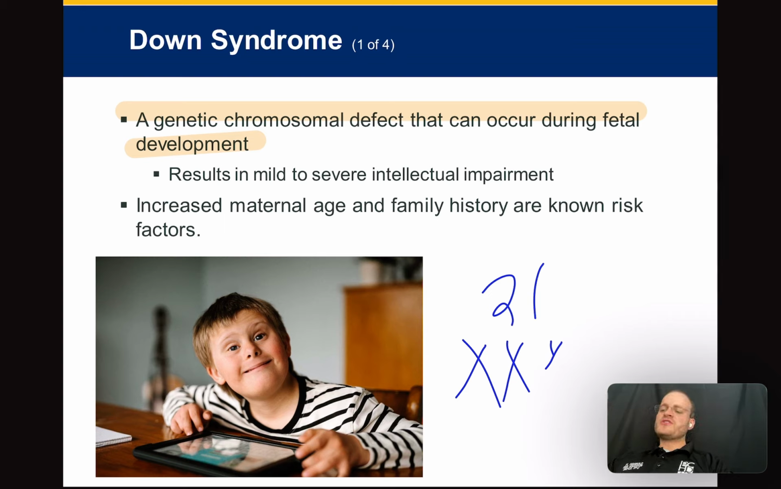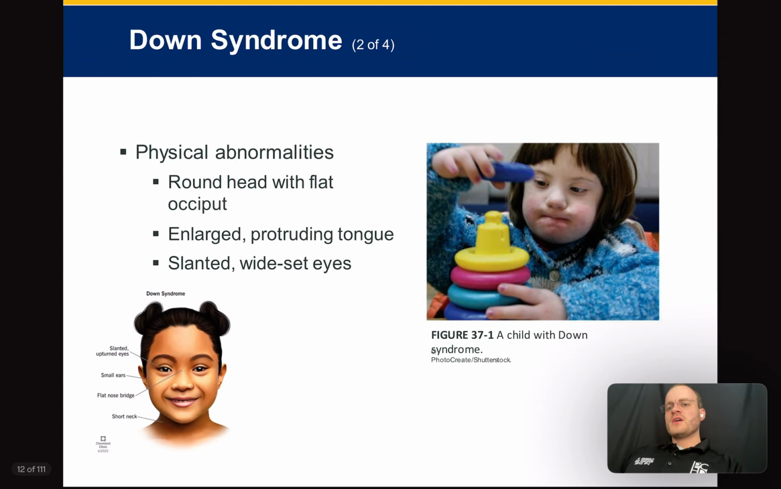And so one thing we do know is that increased maternal age greatly increases the chance of Down syndrome. In fact, I think if someone over the age of 45 has a child, there's a 1 in 10 chance they'll have Down syndrome. It's very high. So it increases with maternal age. That's mom's age. So as mom gets older and decides to have a baby, there's a much, much higher chance of Down syndrome.